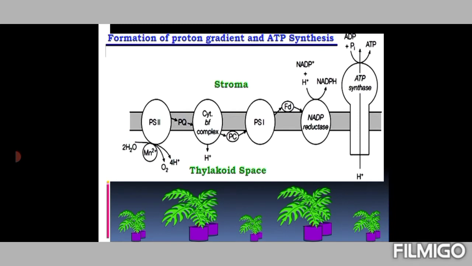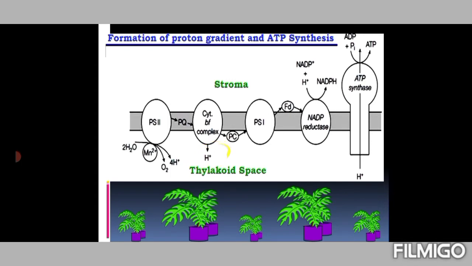And this is a representation for accumulation of H+ inside the thylakoid lumen, or thylakoid luminal space. Now this is the membrane which differentiates stroma from thylakoid space, and it is inside the thylakoid space that H+ accumulates. It is due to these processes. This is photolysis. After photolysis, whatever H+ is released is released to the interior of the thylakoid space. So, accumulation of H+.